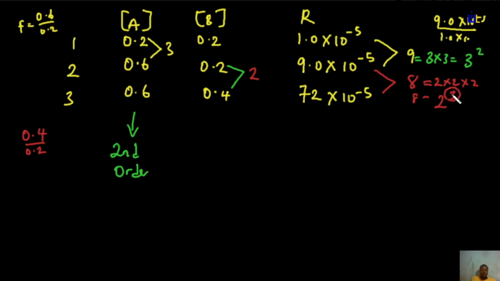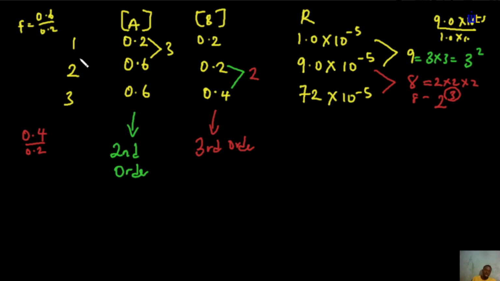Remember, you are considering the power, not necessarily the factor, but the power of the factor of increase. So with that said, we have that the reaction B is going to be 3. Why is it 3? It's going to be a third order reaction.